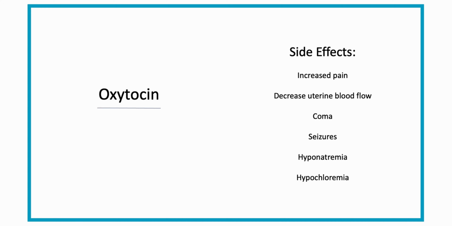Some side effects of oxytocin are that it can cause increased painful contraction, but it can also decrease uterine blood flow, which can increase the risk of asphyxia or hypoxia to the fetus. Coma or seizures, as well as hyponatremia or hypochloremia, can happen in the mothers because the Pitocin hormone is very similar to an antidiuretic hormone, and it has some of the same effects.